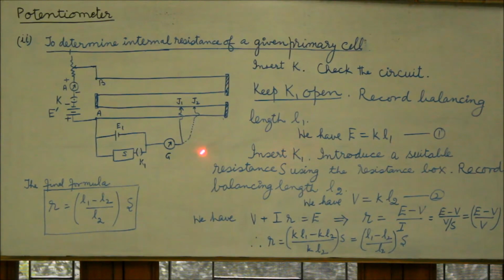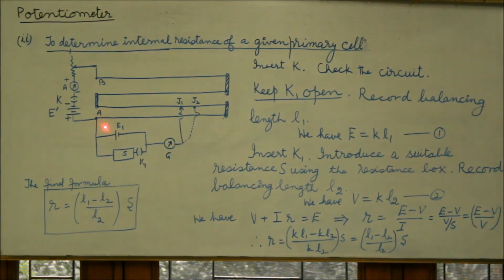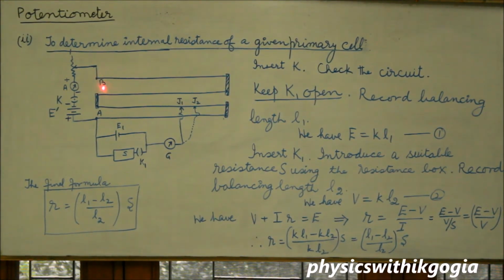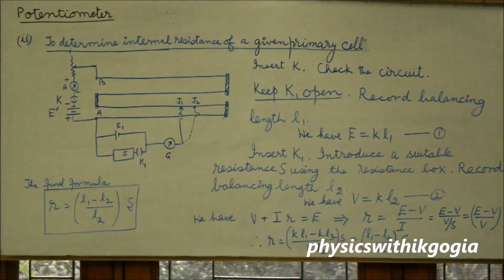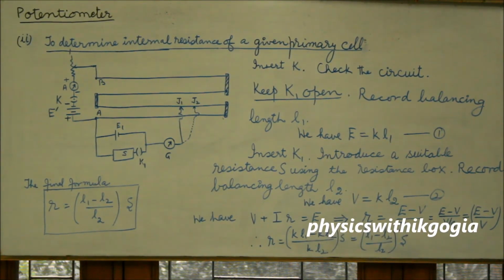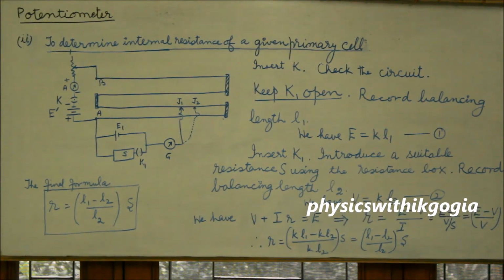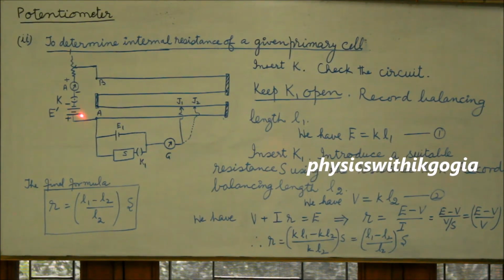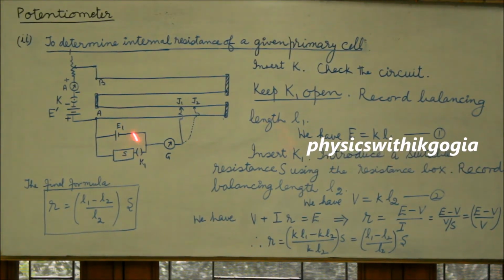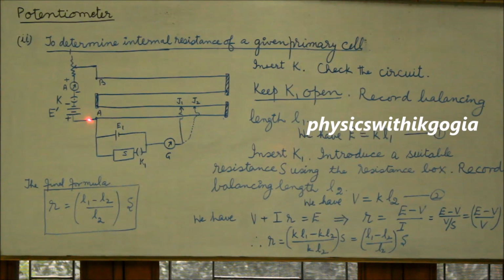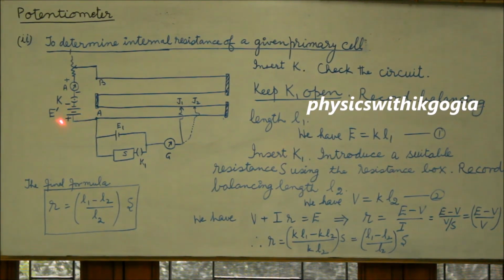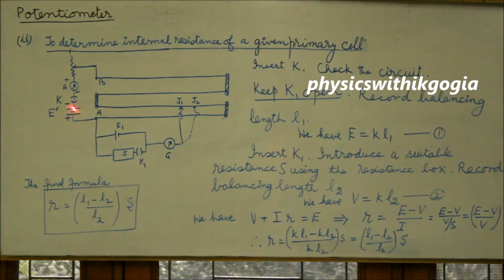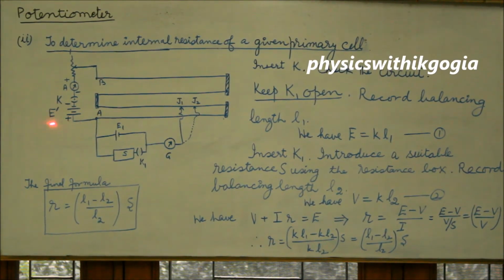Sometimes we do not get the balancing length. Means when you keep the jockey at 0 centimeter, note the deflection, at 400 centimeter, again record the deflection. The deflection is reduced, but you don't get deflection in the opposite direction. In such a case, the clear indication is that this battery is not able to balance the EMF of this cell. In such a case, you have to replace this battery with one of a higher EMF.